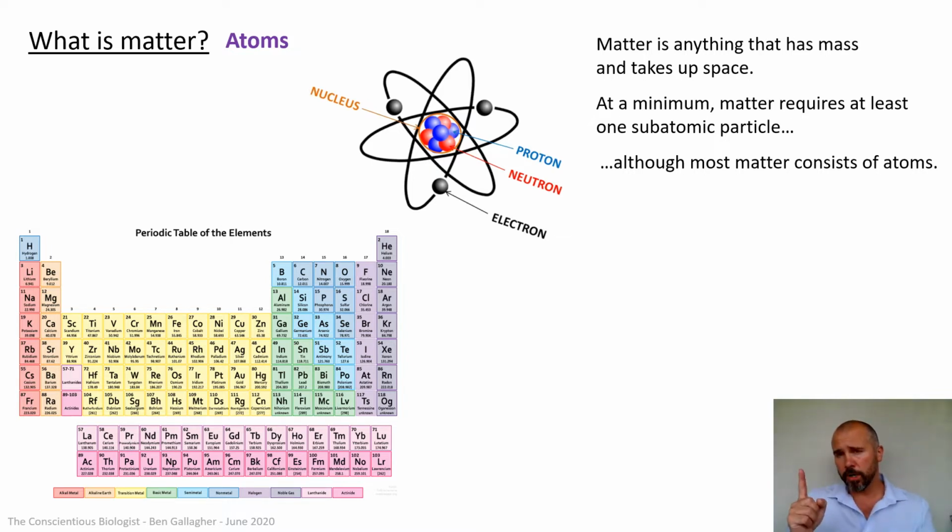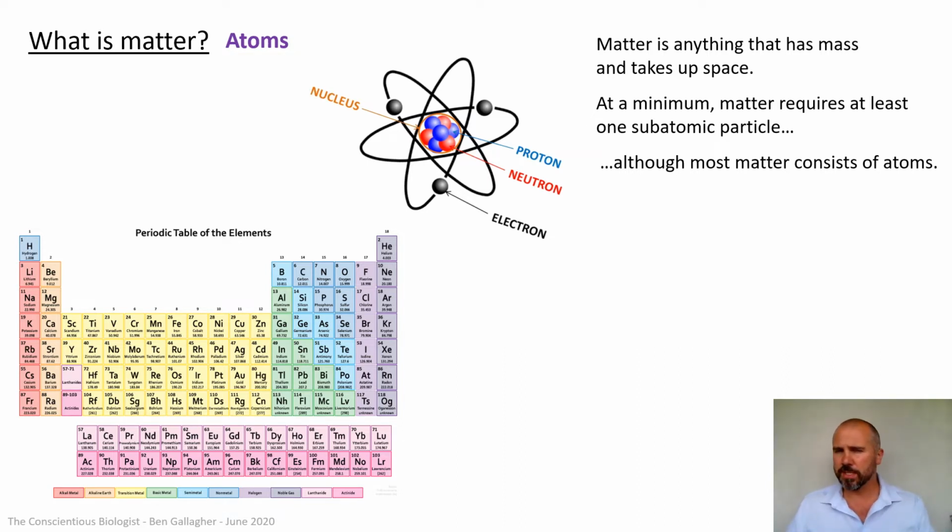Hydrogen has one proton with one electron flying around it. And if it loses that electron when it becomes an ion, then it's only one proton. So that's when there's one subatomic particle, but that hydrogen ion is still matter. Everything else on that table comes up as more than one subatomic particle in its atomic form.